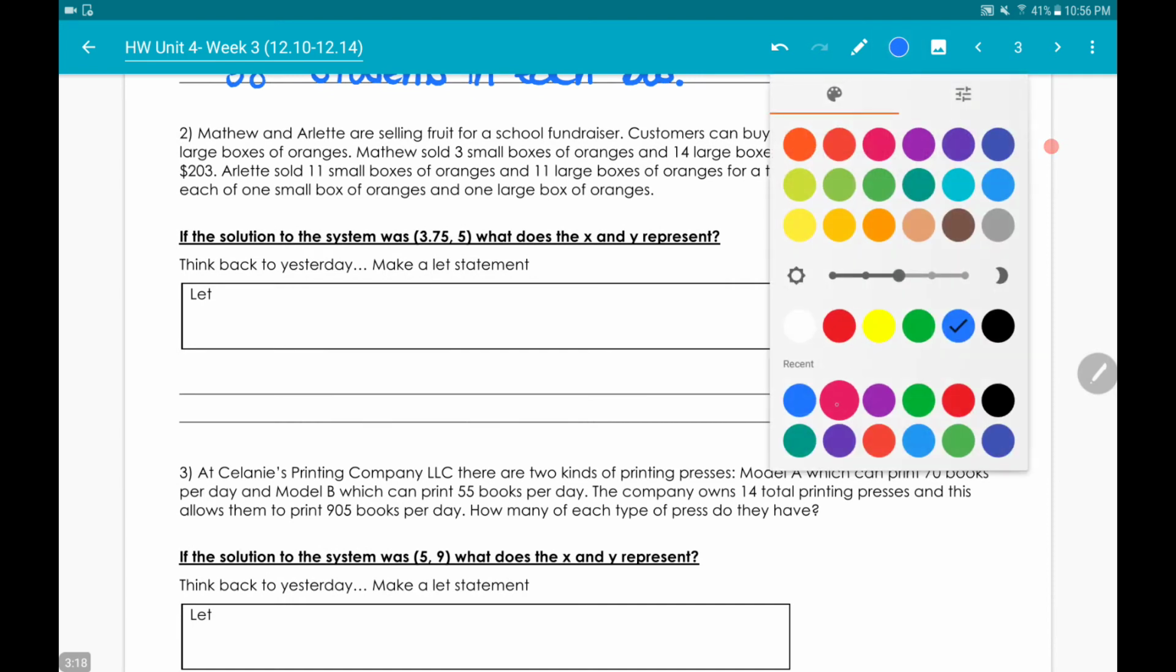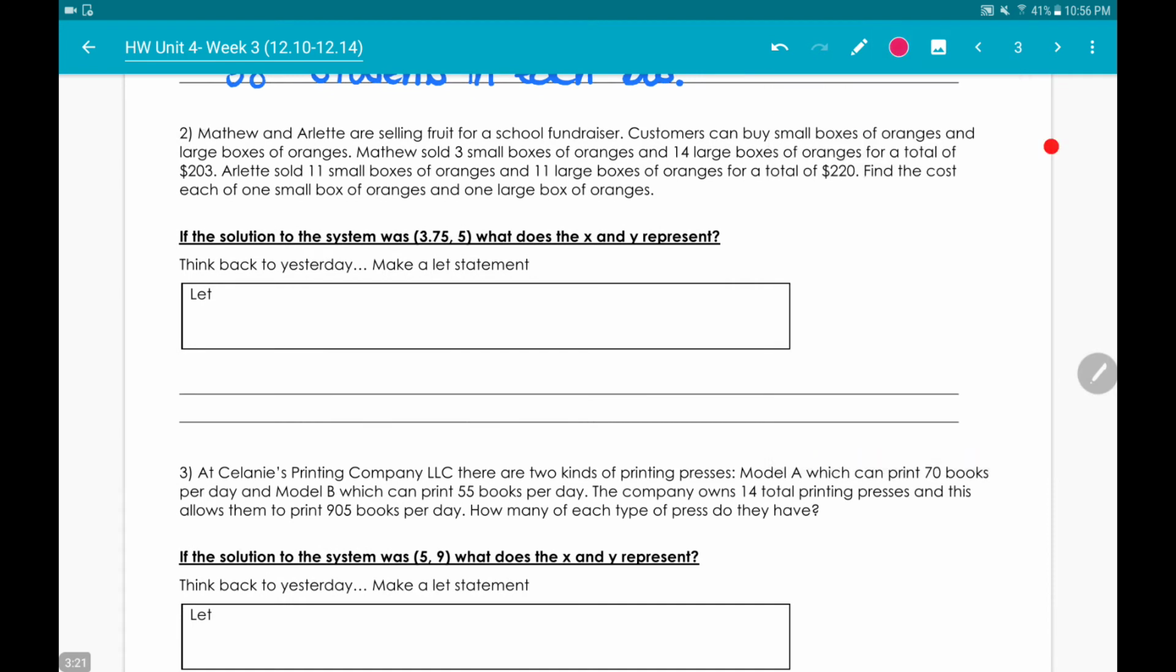Let's start by annotating. Matthew and Arlette are selling fruit for a school fundraiser. Great. Customers can only buy small boxes of oranges and large boxes of oranges. Okay? Sounds like those are going to be my 2 things, but let's just make sure. All right. Matthew sold 3 small boxes, 14 large boxes for a total of $203. Arlette sold 11 small, 11 large for a total of $220. Find the cost.